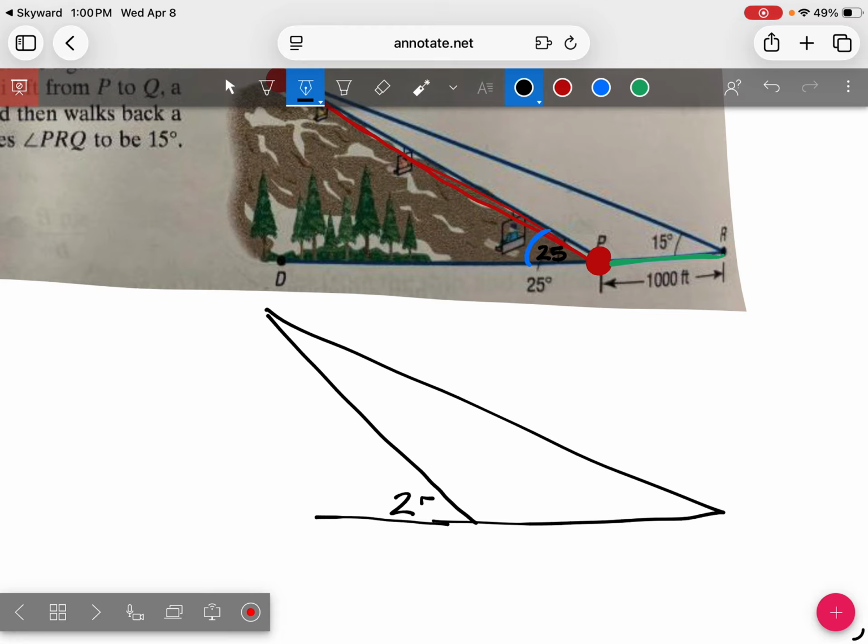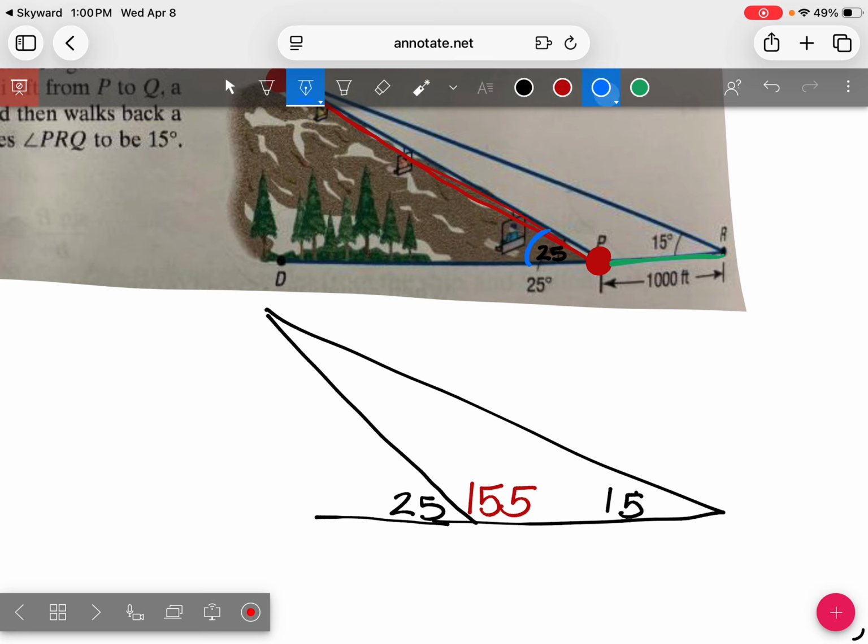Okay, so this is 25, and this is 15. So first of all, they're on a straight line. This is called a linear pair. If this side is 25, how will I find the opposite side? Because these two angles together add to 180. So pick up your calculators. Take 180 minus 25. And you should get 155.